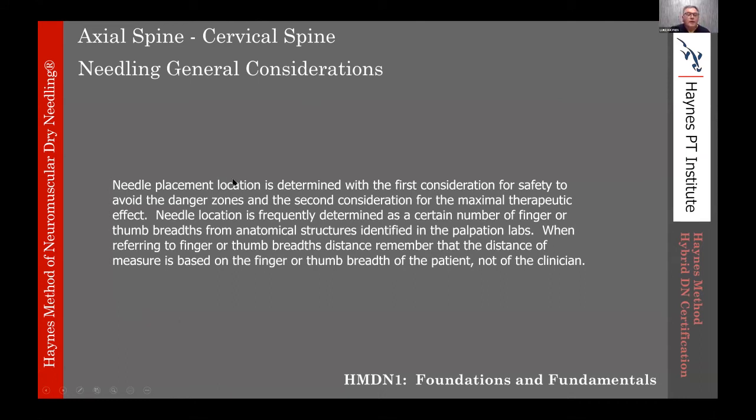Needle placement location is determined first for consideration for safety, to avoid the danger zones, and second for maximum therapeutic effect. It's frequently determined as a certain number of finger or thumb breadths from specific anatomic structures identified in our palpation lab. When we're referring to that finger or thumb breadth, it's always important to remember it's the finger or thumb breadth of your patient, your subject, not you, the clinician.